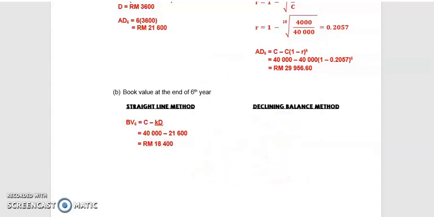How about using the declining balance method? In the declining balance method, we want year 6, so book value equals cost multiplied by (1 minus R) to the power of K. Since year 6, K equals 6. So this is equivalent to RM 10,045.40.